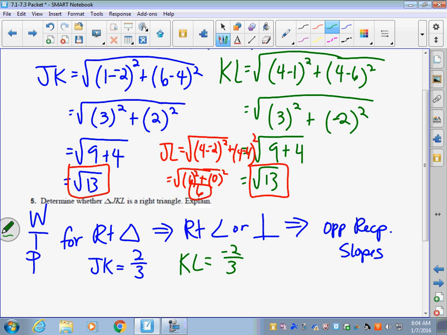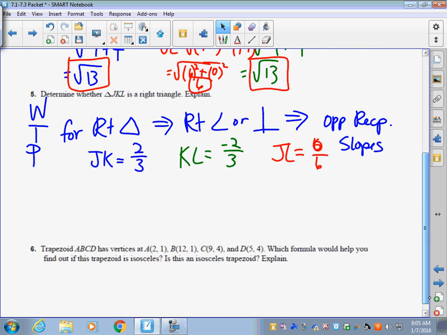Now you got to keep the signs. And then for JL, our numbers were 0 and 6, so 0 over 6. And if I look, none of these are opposite reciprocals, okay? Meaning they haven't been flipped, the fraction hasn't been flipped, only the sign has been changed. It has to be a flip also. So no, we do not have a right triangle here.